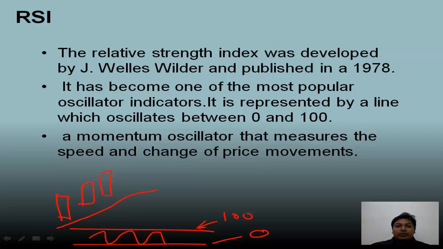So as I was showing, it is represented by a line which oscillates between 0 and 100. It is a momentum indicator that measures the speed and the change of price movements. Now you have to remember this. It is a momentum indicator, which basically means that it gives you the speed and rate of change of price in the charts, and this is how we have to trade it.